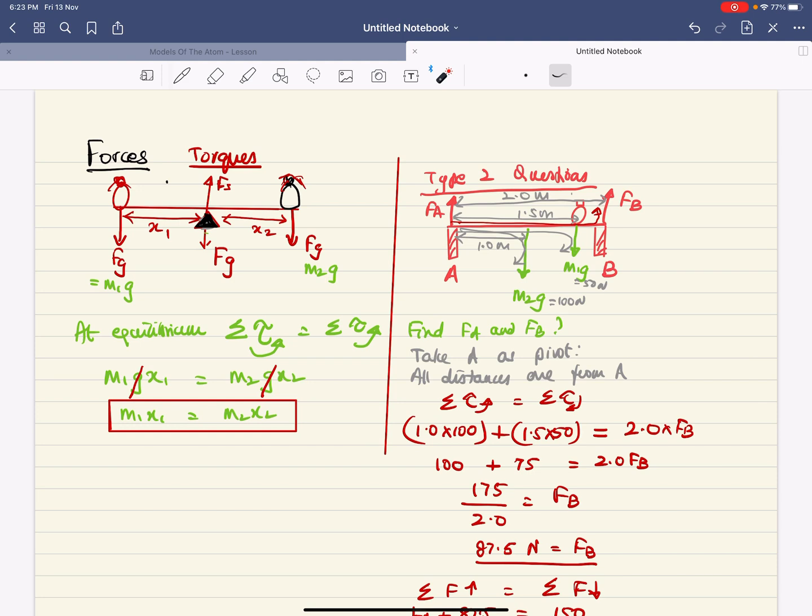I've just drawn two cats, forgot the tail. Just draw a tail for them and some whiskers. And these are their paws. Tail for the cat.